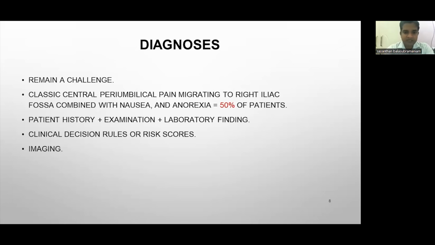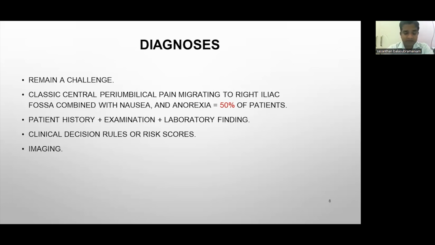The other balanced 50% will present in a different manner. We'll go one by one, and always our diagnosis is in order: history, examination, laboratory findings. So the history will be just vague central abdominal pain as the starting point. Then it will gradually produce one or two episodes of vomiting, and the patient may have anorexia, and mild grade pyrexia is possible.